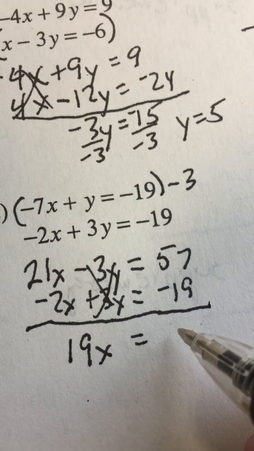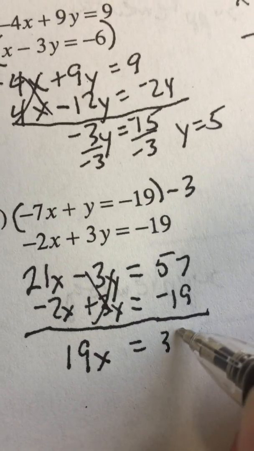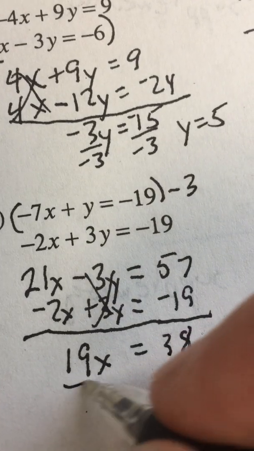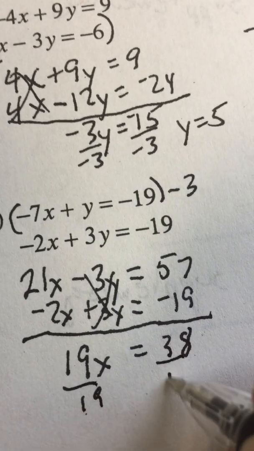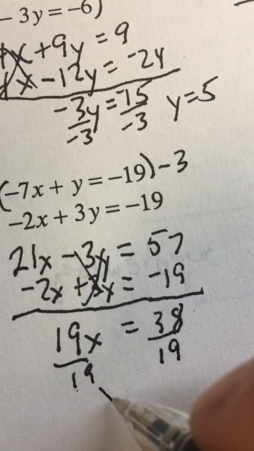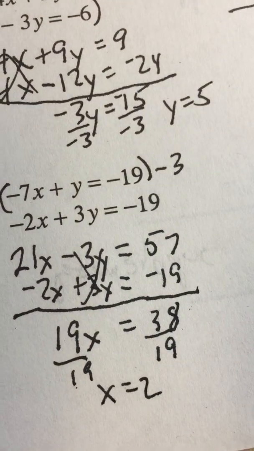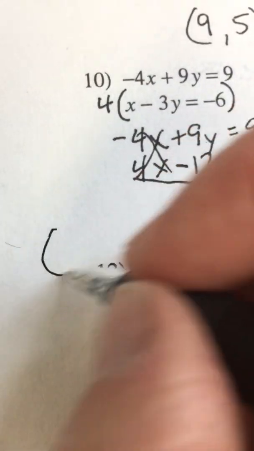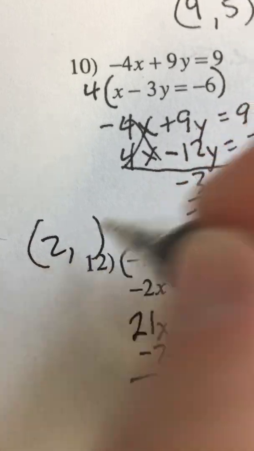And I have 19x is equal to, what was this one when I did this one? 38. And then you divide by 19. Surprisingly, 38 divided by 19, x is 2. So x is 2. Here's my 2. I just need to find the y number.